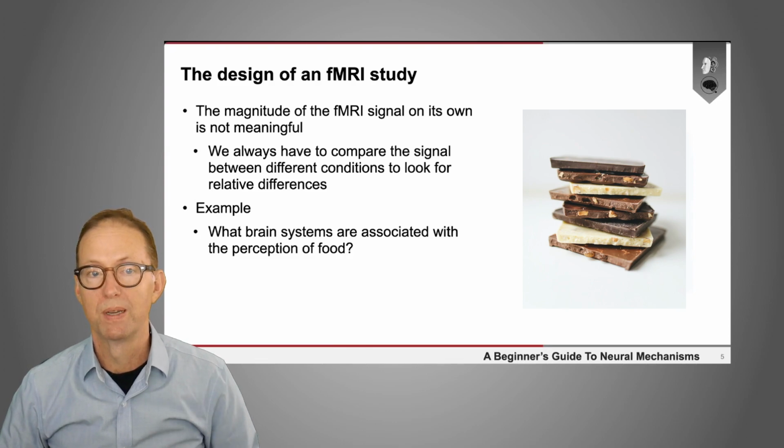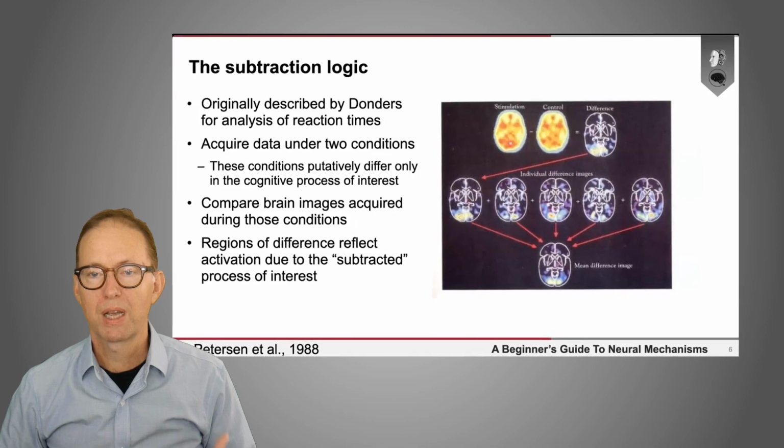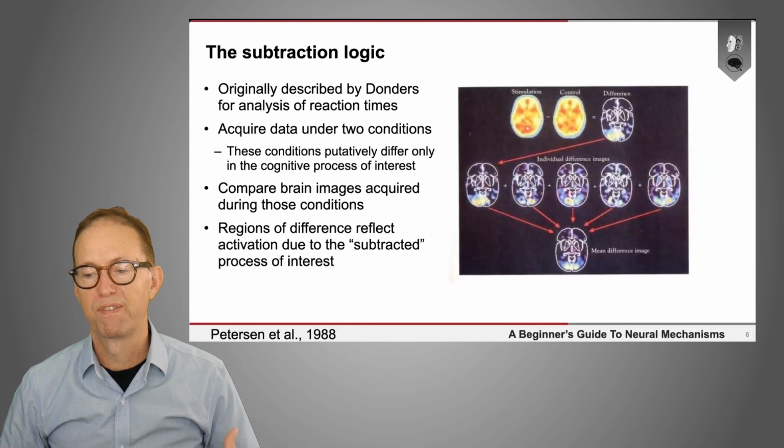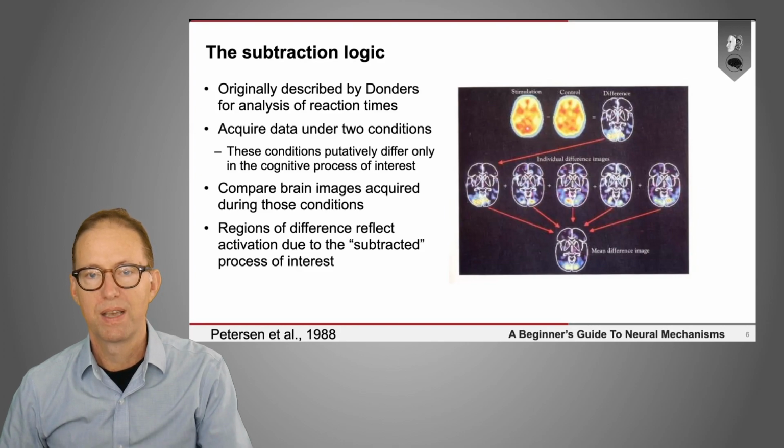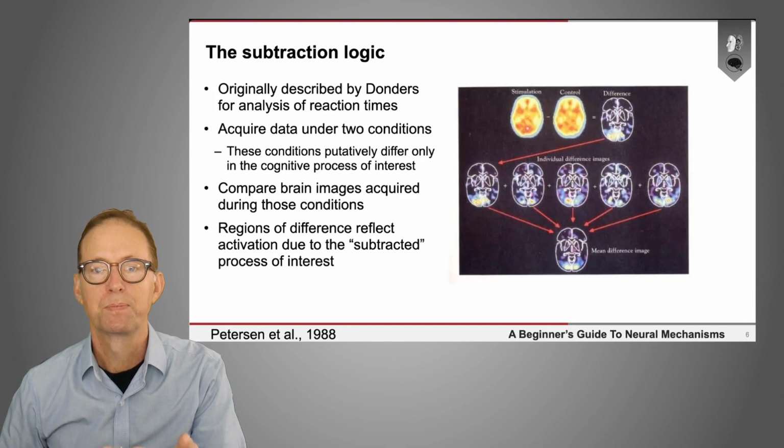the perception of food. Now, one of the most common approaches to performing fMRI studies is known as the subtraction logic. This was a logic that was originally described by Donders, the experimental psychologist, in the 19th century for the analysis of reaction times. The idea is that we acquire data under at least two conditions, and those conditions putatively differ only in the cognitive process of interest. So the idea is that we collect brain images acquired during each of those conditions, as shown in the figure to the right from the early Petersen PET study.